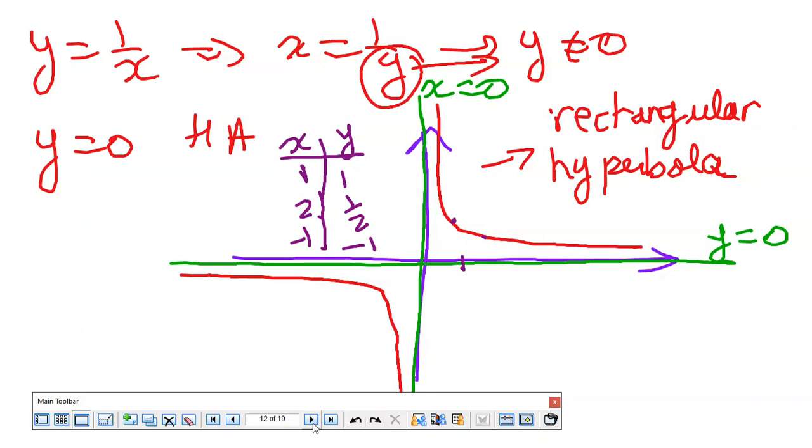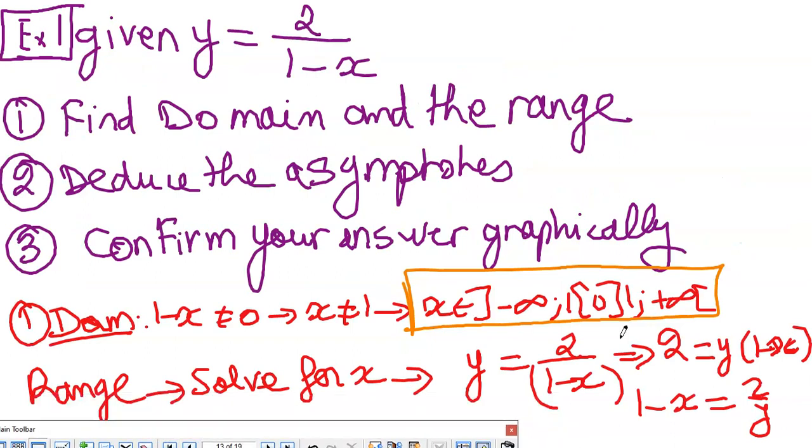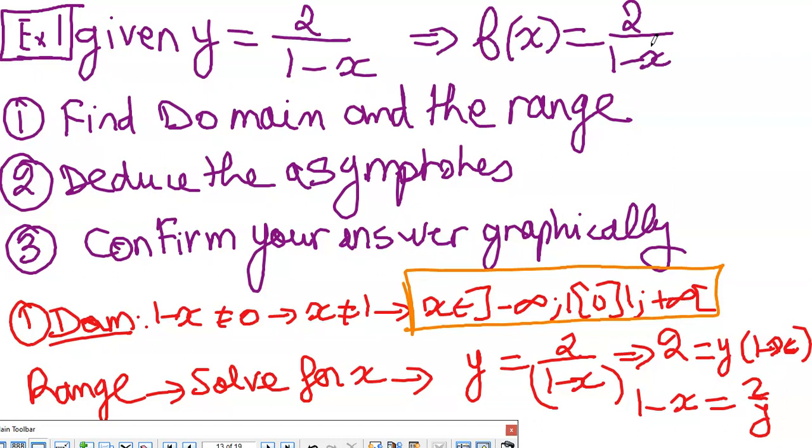Now let's do, guys, the first example. Given y is equal to 2 over 1 minus x. Also, I can write it like this, guys: f of x is equal to 2 over 1 minus x. It's a function of x. If it was t, I would write f of t is equal to 2 over 1 minus t. It's not always x, but now we are using the letters x and y.